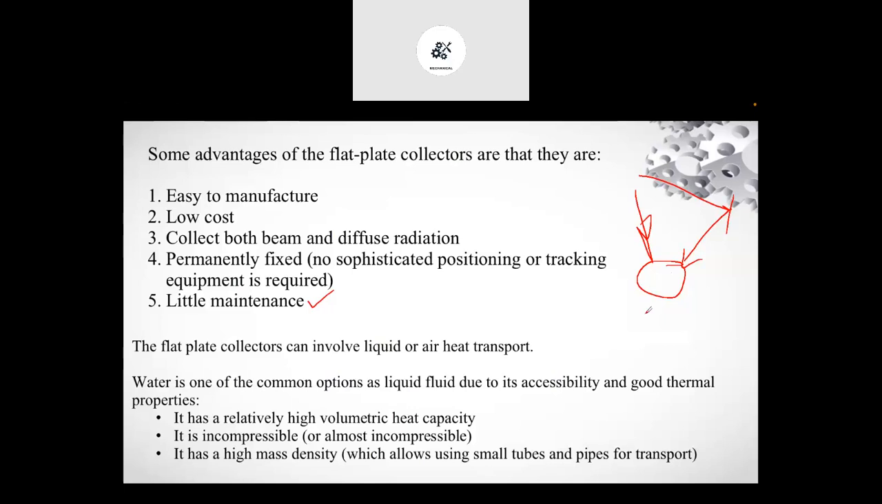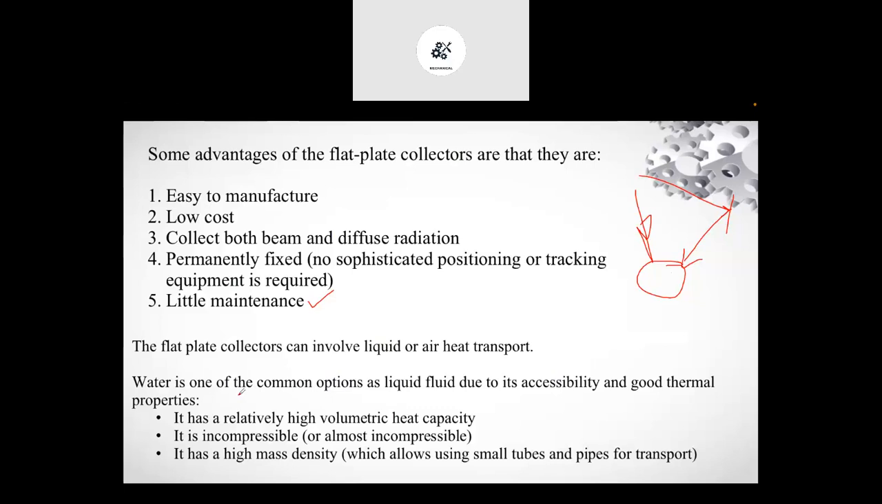But in many cases, we can use air in those tubes, or in many places we are using phase change material. So there are some flat plate collectors where we can use air as a working fluid, or we can also use phase change material. But commonly we are using water because of its characteristics. First of all, it is easily available. It has a relatively high volumetric heat capacity. Its thermophysical properties are very good and very suitable for this application.